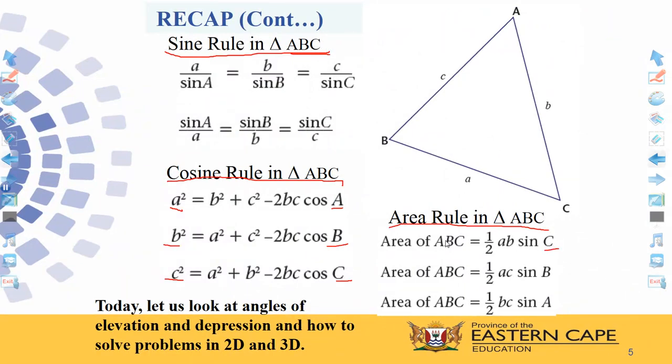You want to use angle C, so it will be half AB. Remember, A, B, and C must appear as letters of the alphabet. One of the letters will be the angle, two of them will be sides, right? So if you want to use B, obviously it will be half AC. If you want to use A, it will be half BC. So it's half AB sine C, half AC sine B, or half BC sine A, depending on what is given.